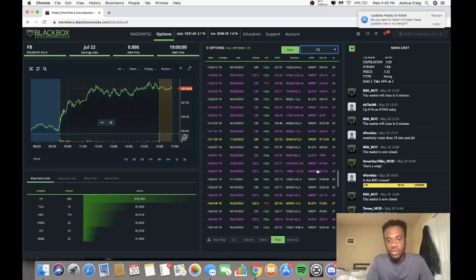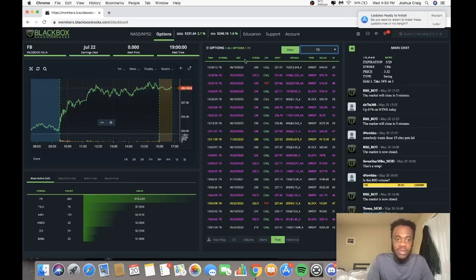Pretty simple to read. Sometimes it can look a little jumbled up right here. I wish they had a way where you could pop out this whole window and just look at this, but it's not bad. That's just me being a little bit picky.